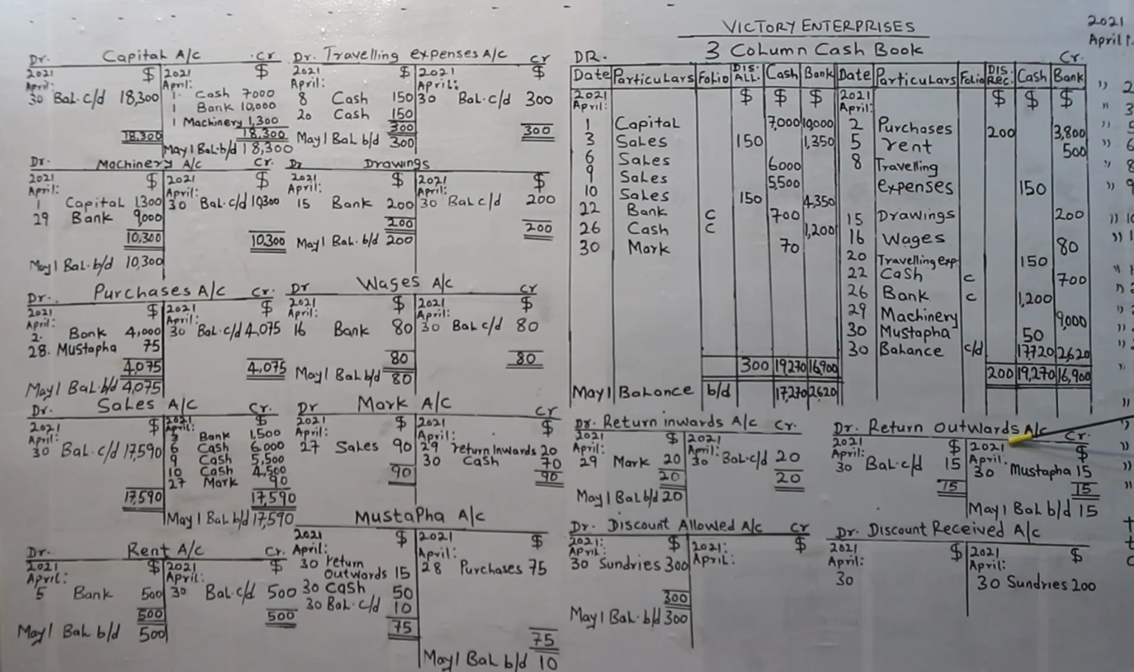The return outwards account recognized $15 goods returned to Mustafa on 30th April 2021, and the $15 is closed and eventually becomes the balance carried down of $15 for 30th April 2021. $15 is brought down and closed in the same line with this, and eventually it comes back to the credit side as the balance brought down for May 1st, 2021.